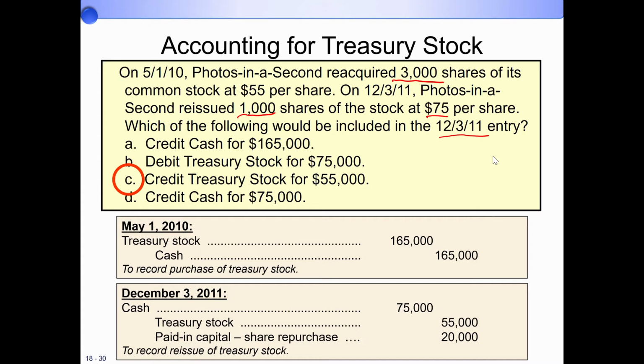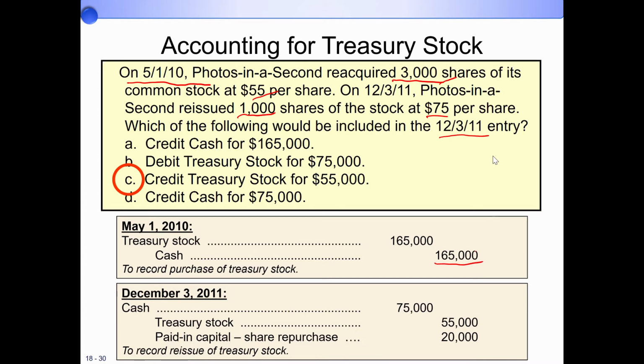So when we purchase the treasury stock on May 1st, 2010, we purchased 3,000 shares. Each share we paid 55. So 3,000 times 55 will be 165, right? So that's how much we spend. We spend 165 to purchase back our shares. We credit cash for 165.